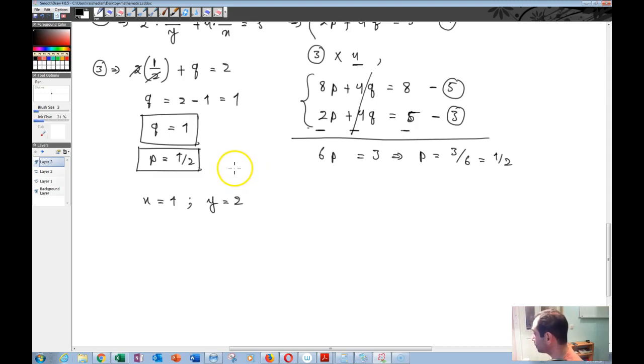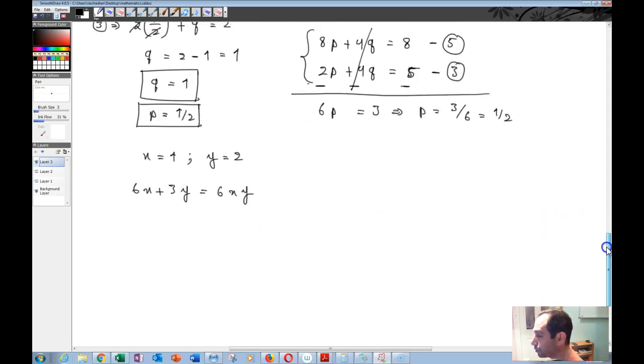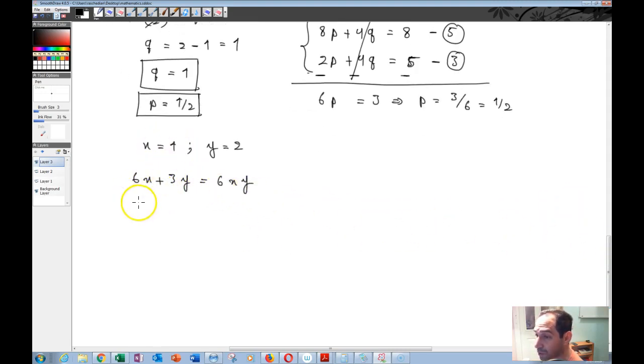Now, the equations that we had were 6x plus 3y is equal to, for example, 6xy. So 6 times 1 is equal to 6, 3 times 2 is equal to 6, and that's supposed to be equal to 6 times 1 times 2. So that's 12 is equal to 12, which is actually correct.